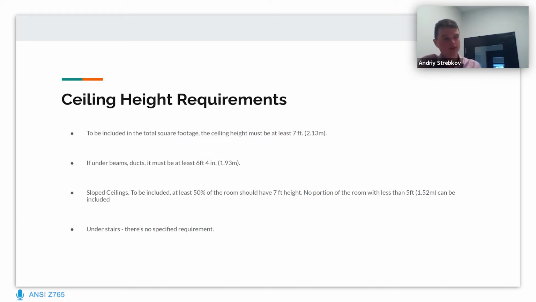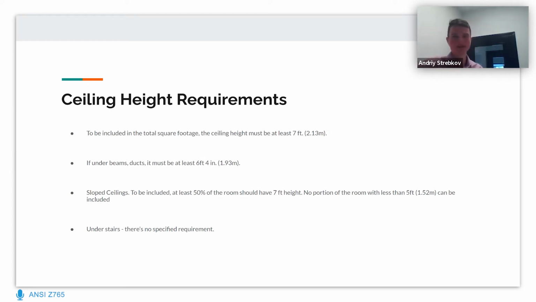However, if you have 50% of the room that has a ceiling height of 7 feet and the other part has 6 feet, the other 50%, it can be included in the total square footage. Scenario number two. For example, you have 50% of the room that is above 7 feet, 40% of the room that is 6 feet, and then you have 10% of the room that is, let's say, 4 feet. So these 10% of the room that has 4 feet cannot be included in the total square footage.